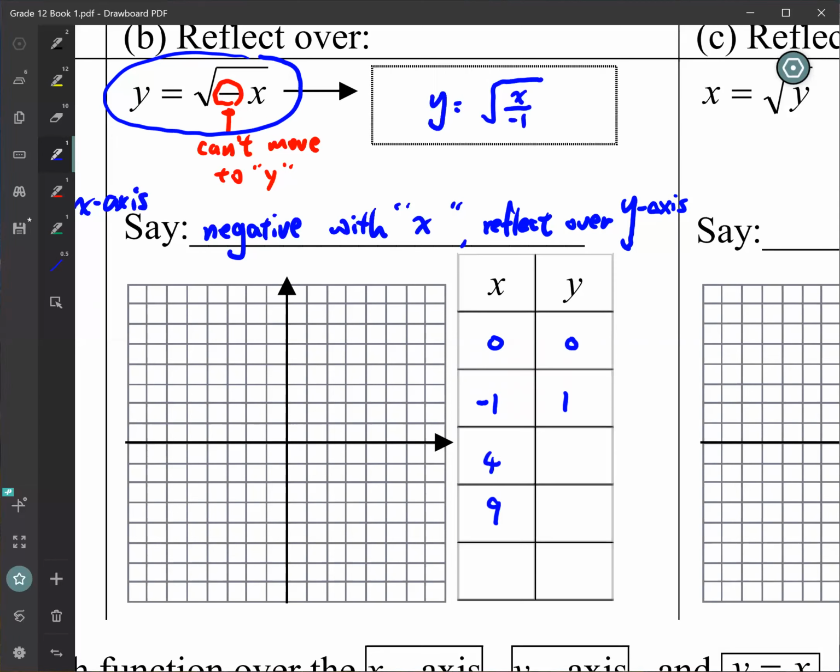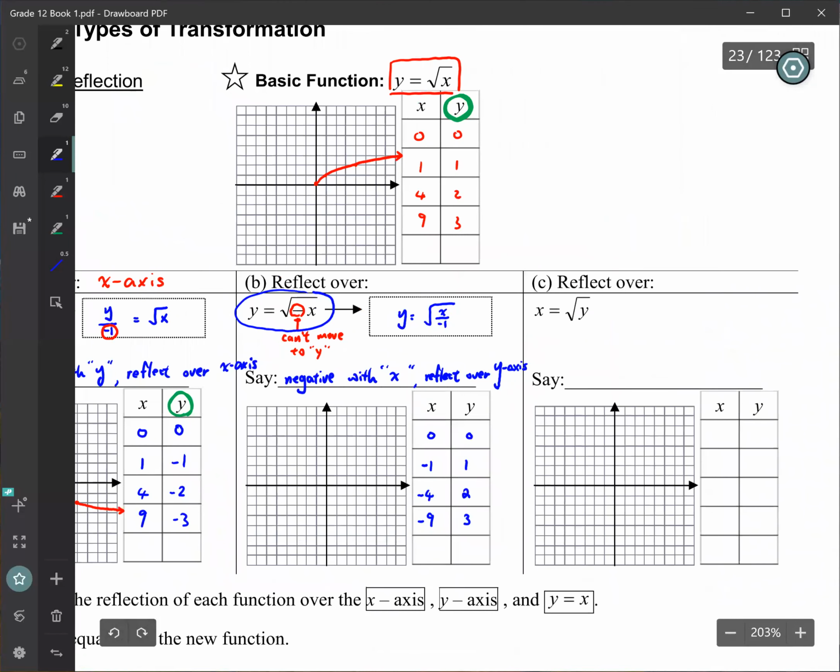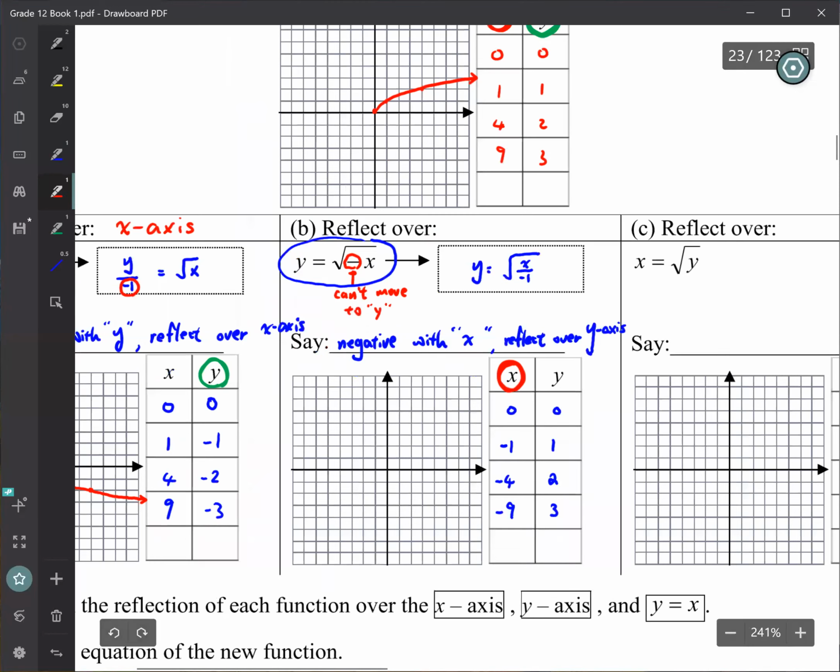Okay, so I need to do the same thing for the 4, I need to add the negative. For 9, same thing, I need to add the negative. And then the y value will be the same. So this time it changes the x value. Original is 0, 1, 4, 9. Now it will be 0, -1, -4, -9. So instead of going to the right side, it will be going to the left side because the x values are negative now. So let's draw it out.